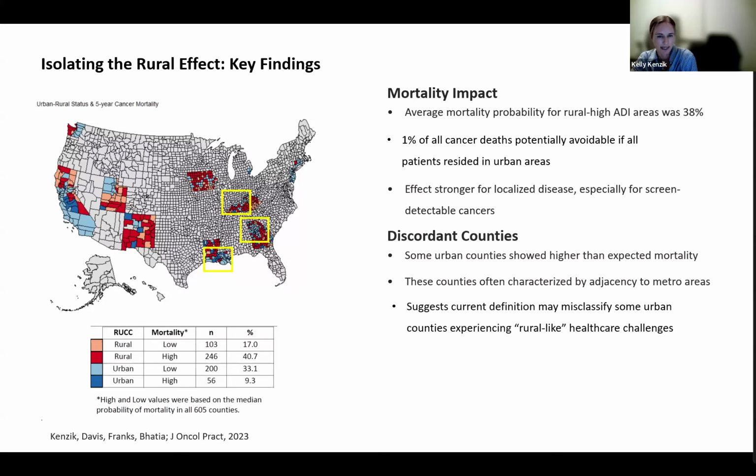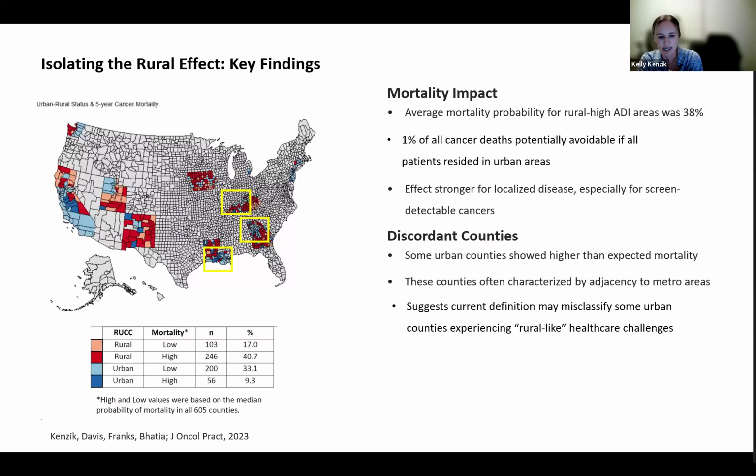When we look at these discordant counties, we did see that some urban counties actually showed higher than expected mortality. We saw that more than what we would expect from a positive rural area. So I highlighted some of these in yellow. These were urban counties that actually had higher mortality, of these 56 counties.